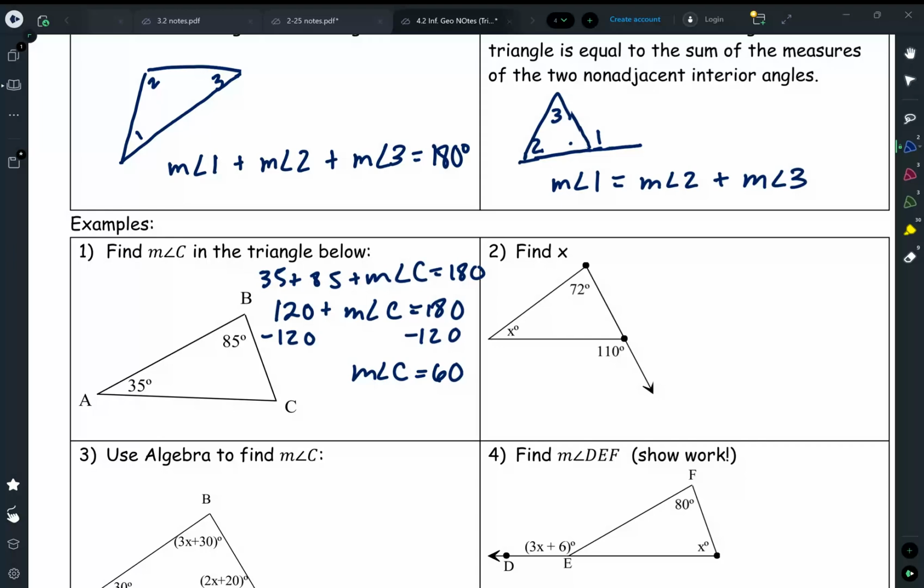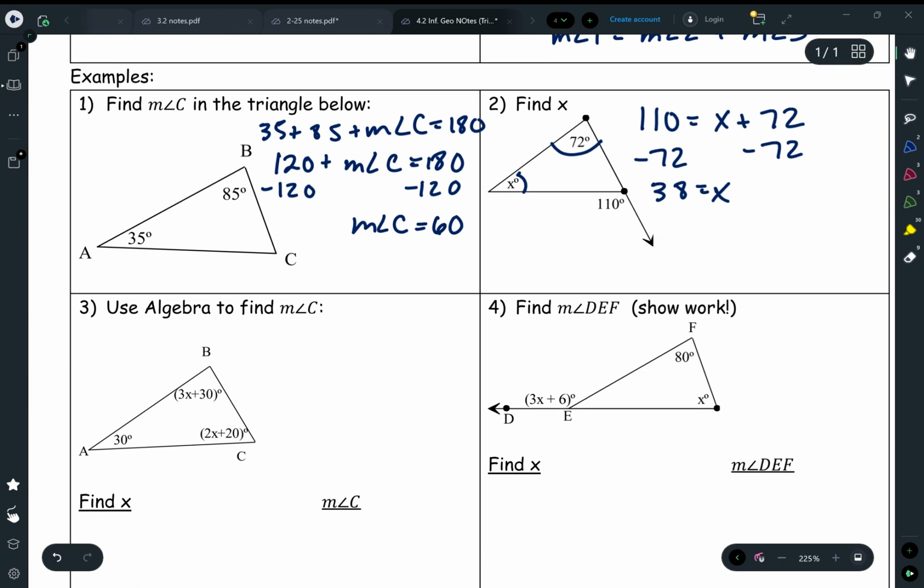On this next one, here's my exterior angle. I know it's going to be the sum of the two non-adjacent interior angles. That means 110 is going to equal x plus 72. And we'll subtract 72 to solve. So 38 is equal to x.